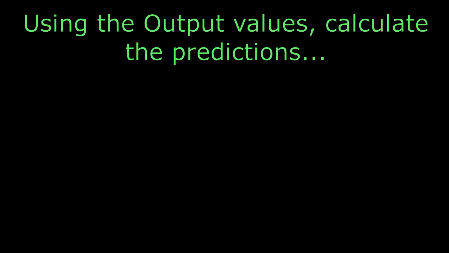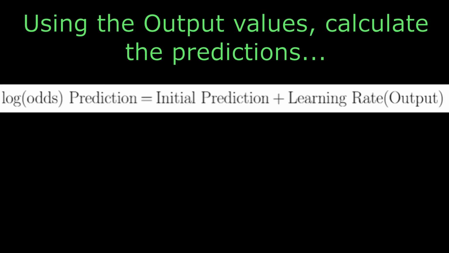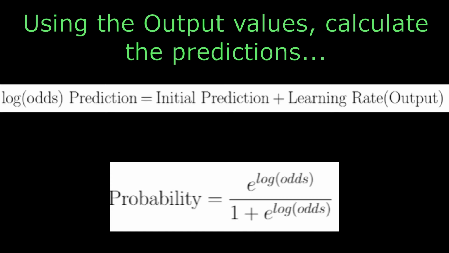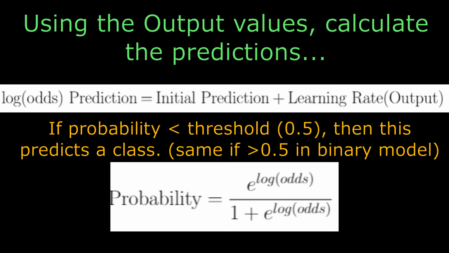Use the output values to calculate the output of the log odds predictions, which is what you see on screen. The initial prediction comes from the very first step of the algorithm. The learning rate is also known as eta, and its default is typically 0.3 in many software packages. Use the output of the log odds prediction to calculate the probability by raising the terms by an exponential, as you see here. These probabilities associate with a class at a given threshold, and voila, you have your prediction.